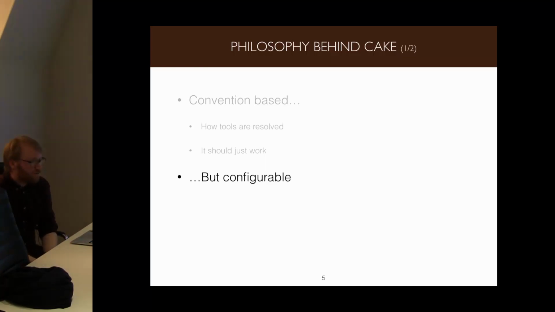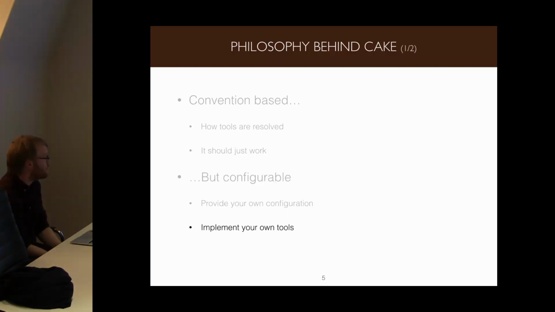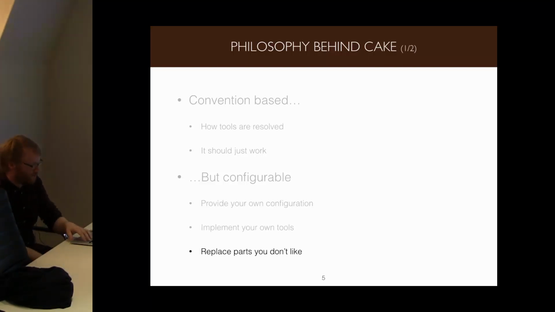But sometimes you want to configure stuff as well, like maybe you made the Windows 10 SDK portable and you want to make sure that MSBuild can find it here or there, or you can tell Cake. You can provide your own configurations, and you can also implement your own tools if there's some functionality that is missing. There's an add-in model in Cake, and you can replace parts that you don't like. Hopefully you don't replace stuff.